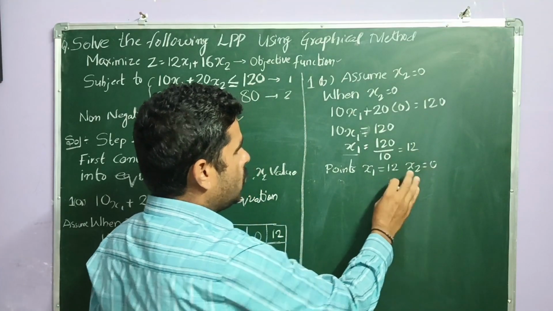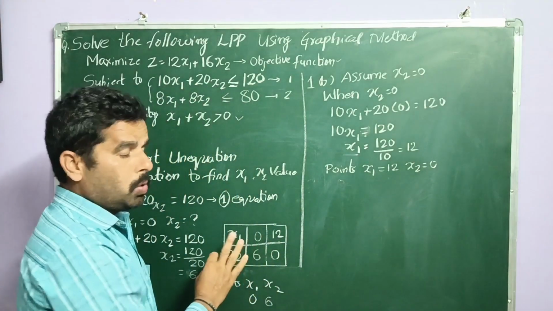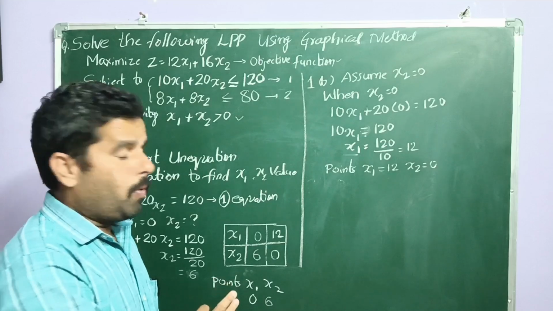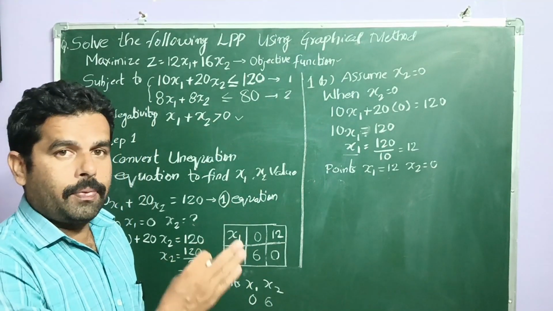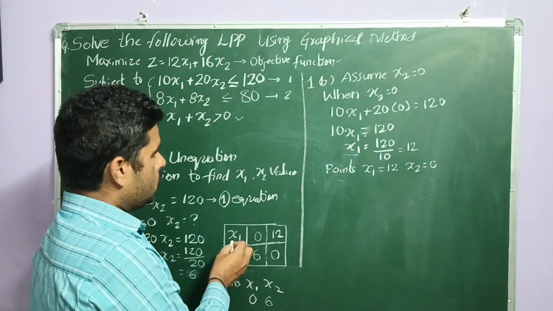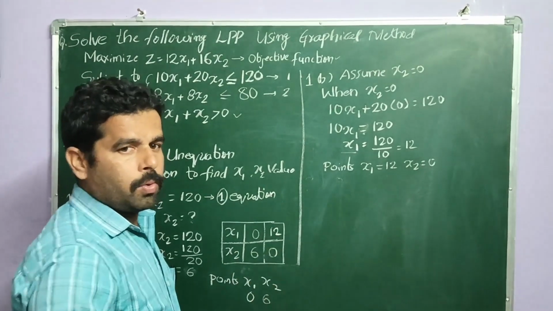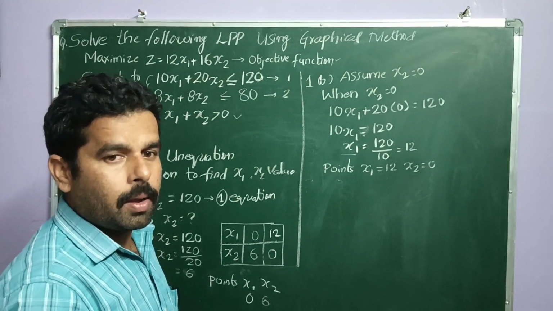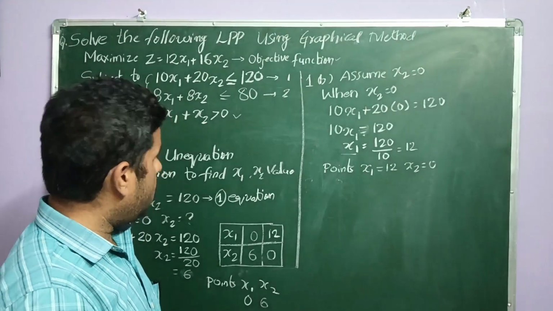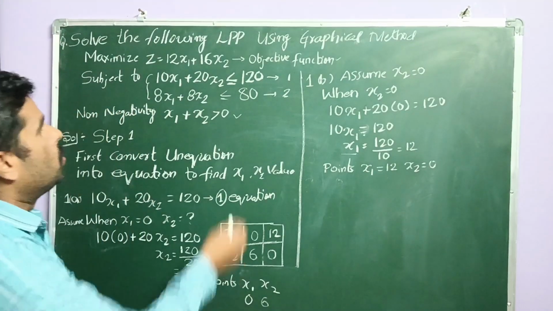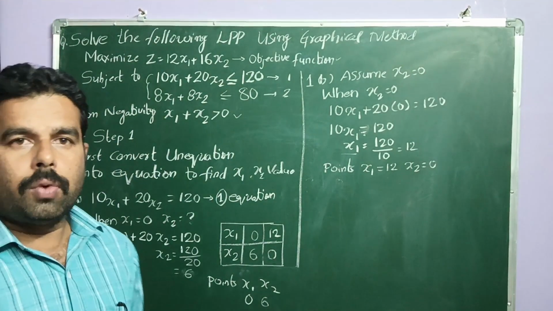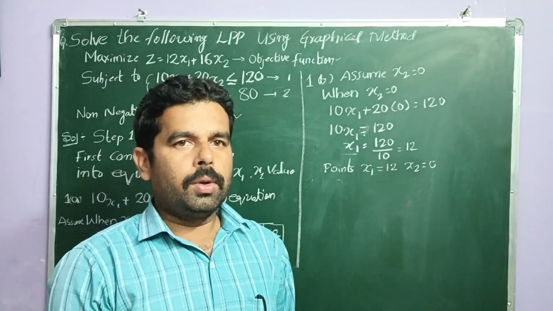The same values we are going to write in this box. This box is very important while we are drawing a graph on the graph paper. So x1 is equal to 12 and x2 is equal to 0. Then next, we go for equation number 2. Equation 1 is completed.